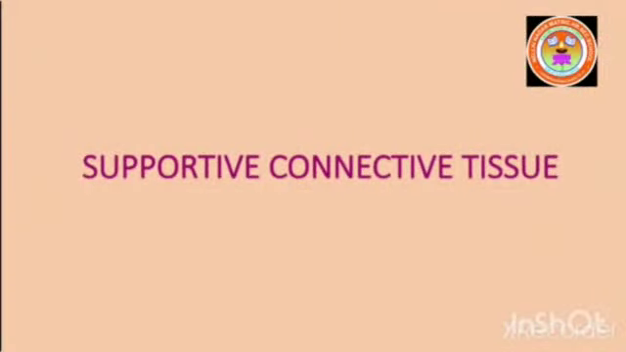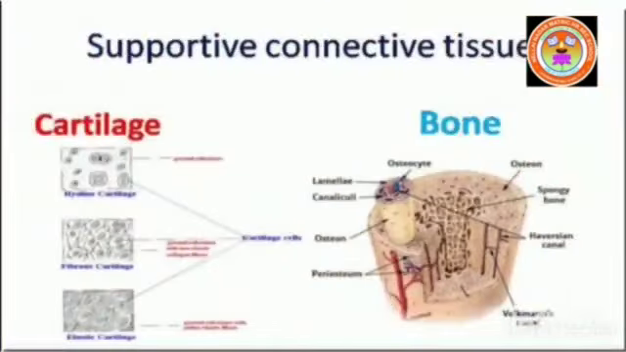Next, we pass on to supportive connective tissue. Supportive connective tissue, otherwise called skeletal connective tissue, forms the endoskeleton of the vertebrate body, which protects various organs and helps in locomotion. The supportive tissue includes cartilage and bones.